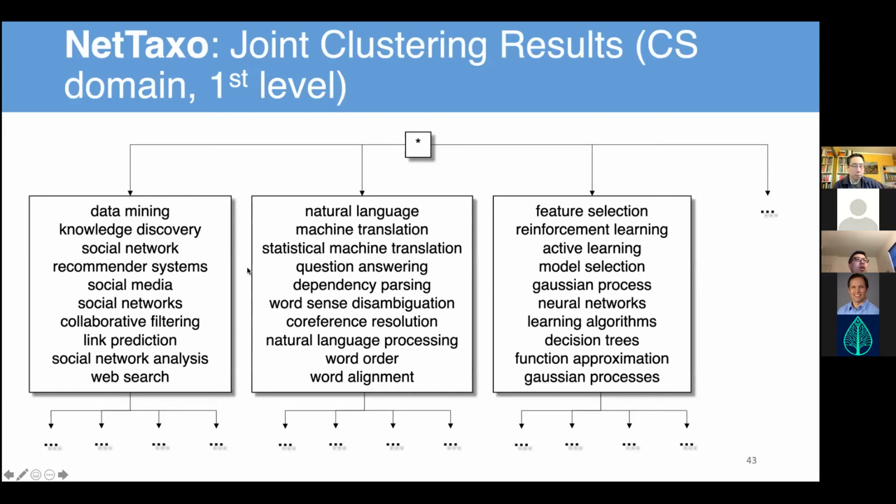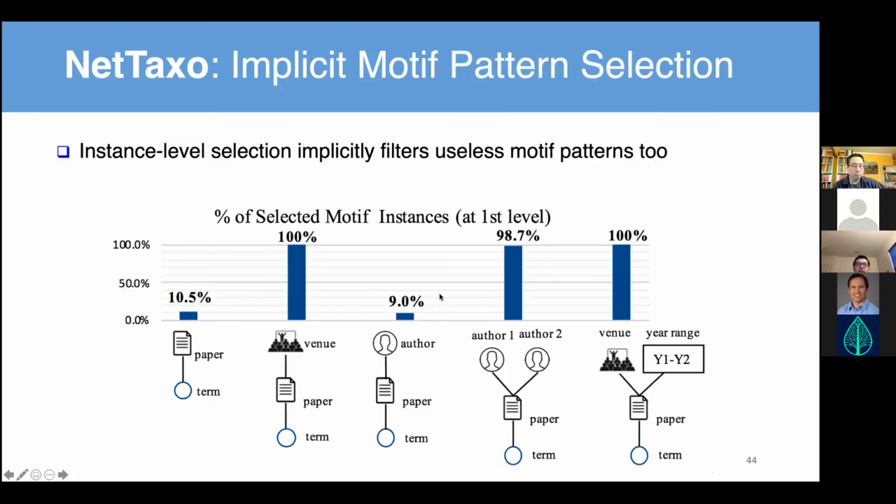So in the first level, we will have this data mining, NLP, and machine learning, which is quite good. And let's look at what other motif instances we have selected at this first level. At the first level, we simply count how many motif instances have been selected from each motif pattern. You will realize the shared paper and shared author is not that useful. And shared venue is the most important one. And author pair is also very telling. So you can tell it's somehow effective, and it actually implicitly selects the motif patterns.